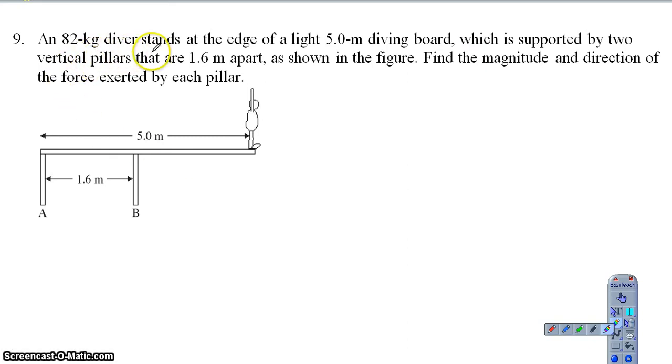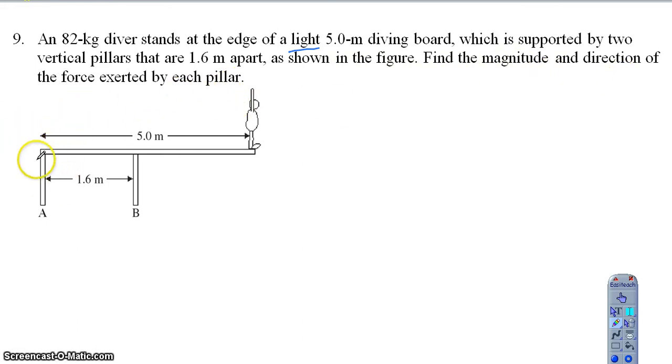So question 9: an 82 kilogram diver stands at the edge of a light 5.0 meter diving board. The fact that the board is light tells me I don't have to worry about the weight of the board, which is nice. It'll reduce one other force out of this. It is supported by 2 vertical pillars that are 1.6 meters apart, as shown in the figure below. Find the magnitude and the direction of the force exerted by each of the pillars.